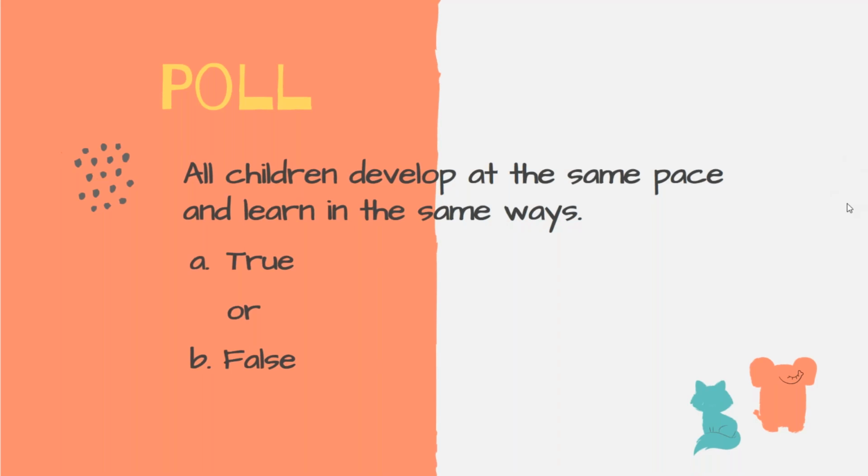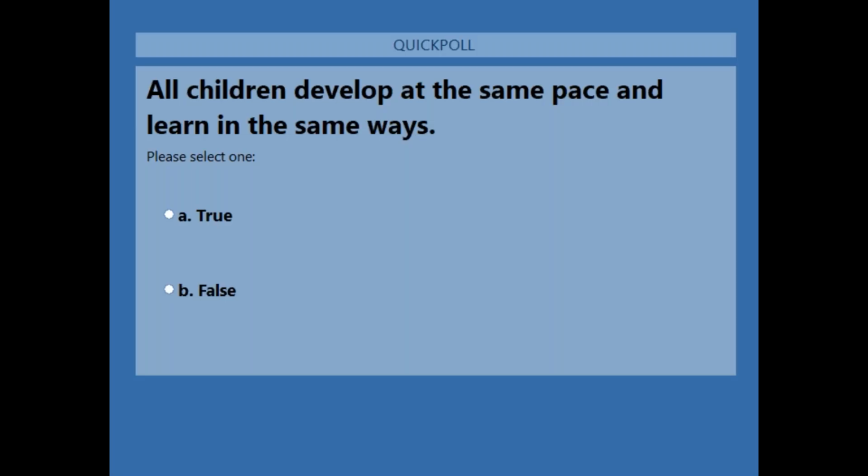So we're getting ready to launch the poll, and I want you all to vote, vote, vote. Do children develop at the same pace and learn in the same ways? True or false? All right, let's see what everyone thinks. Oh, I see Marva already put in the chat false. Okay, so remember, if you can't choose on the screen, then you can just put it on the chat. Okay, Liliana put false also on the chat.